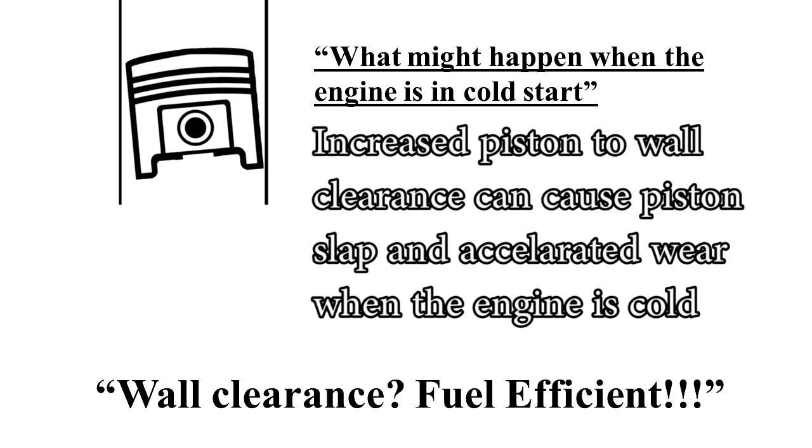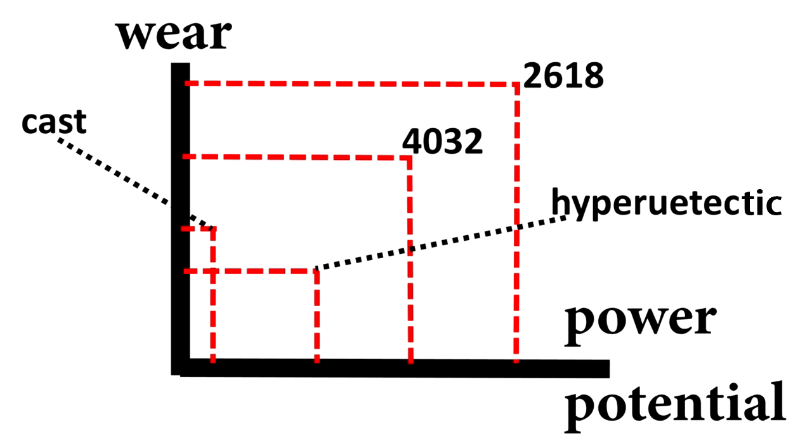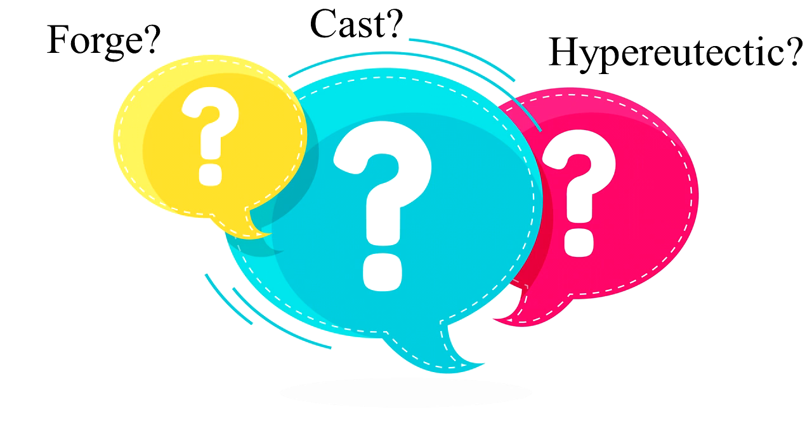Okay, so the tighter the fit between the piston and the cylinder wall, the better the fuel efficiency. Next, this is the graph of how we determine the characteristics of different pistons. Next, for forged, cast, and hypereutectic, which do we want to use? For forged, it is best for high performance applications.